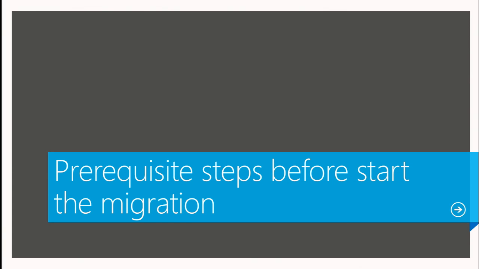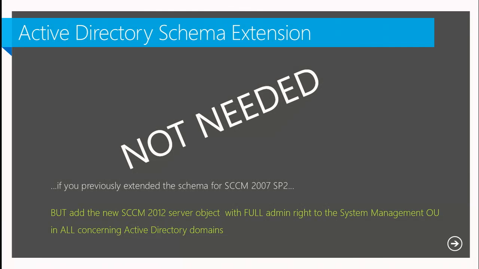I have gathered a couple of requirements that must be fulfilled before we start the migration, which are common issues, and I would like to present what could be the impact on the SCCM 2012 migration. Active Directory schema extension is not needed if the schema was extended for SCCM 2007 before. But as usual, the SCCM 2012 server object must have full admin rights to the System Management organizational unit in Active Directory.